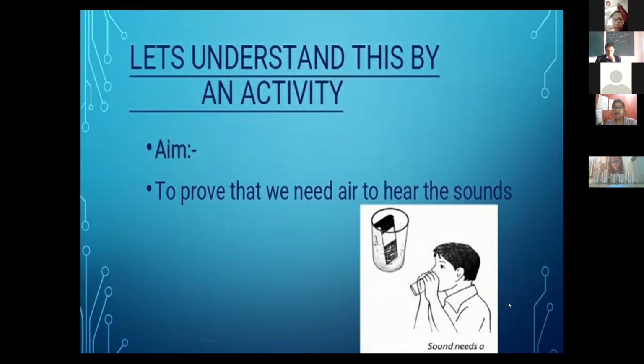Now I remove the tumbler and you're able to listen to the ring. This is proof that we need air to hear the sounds.